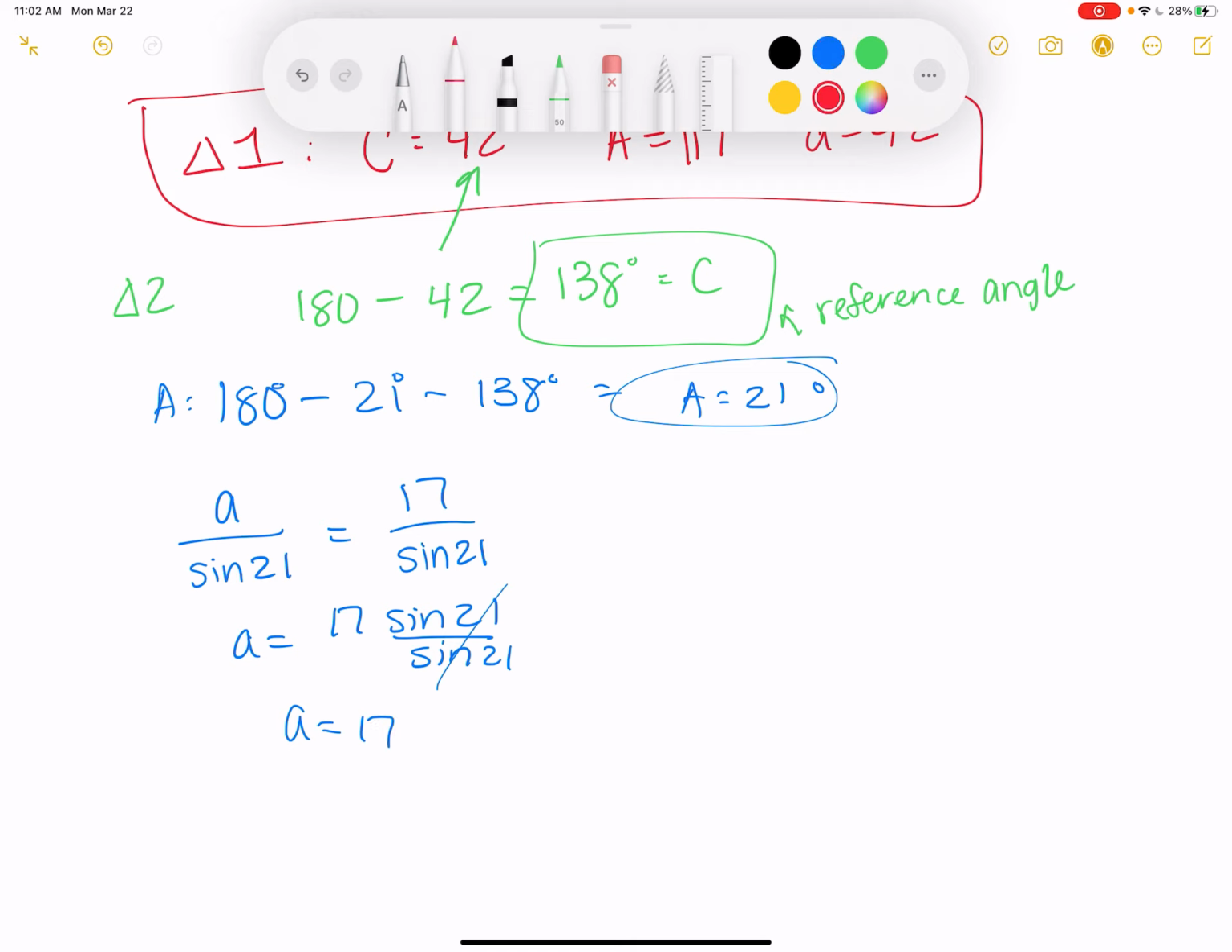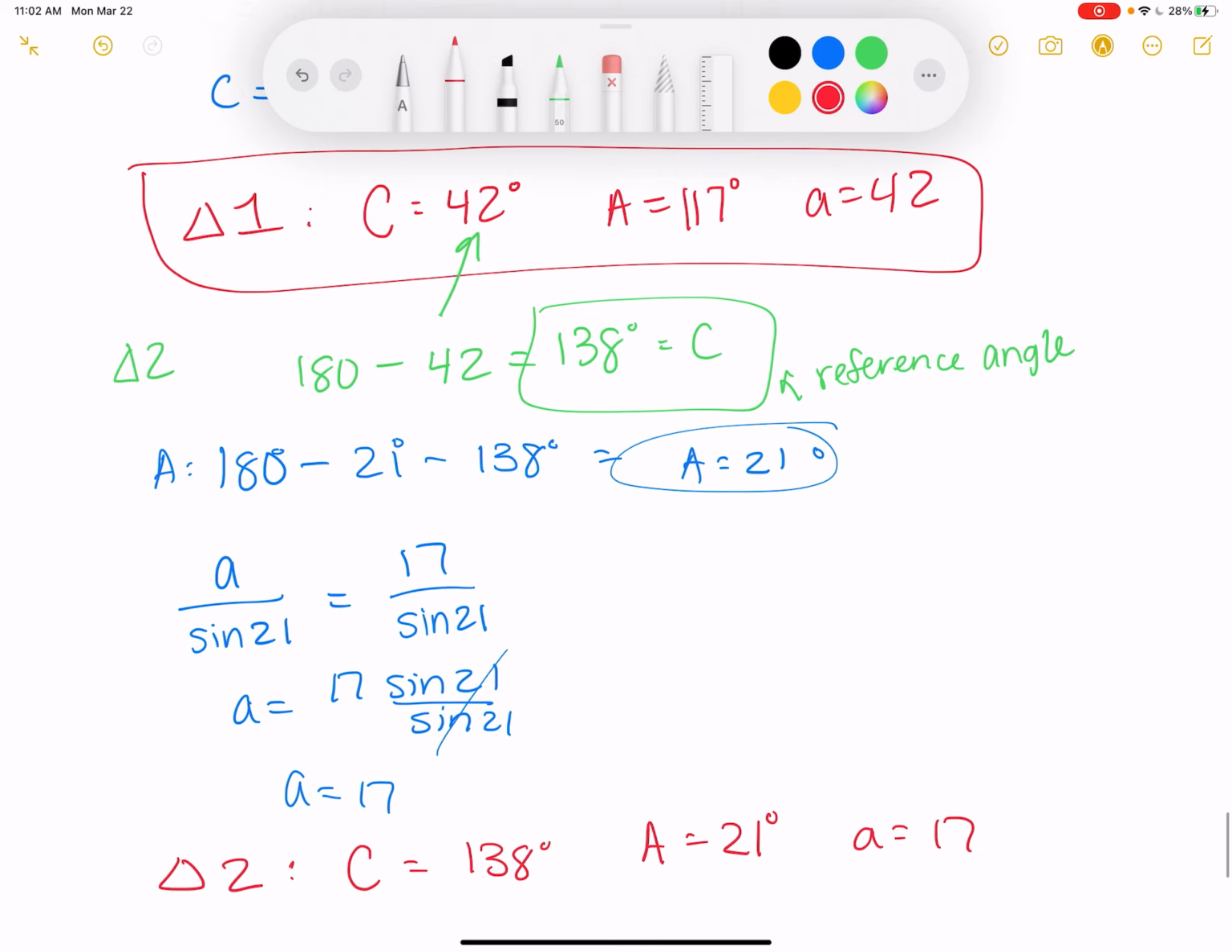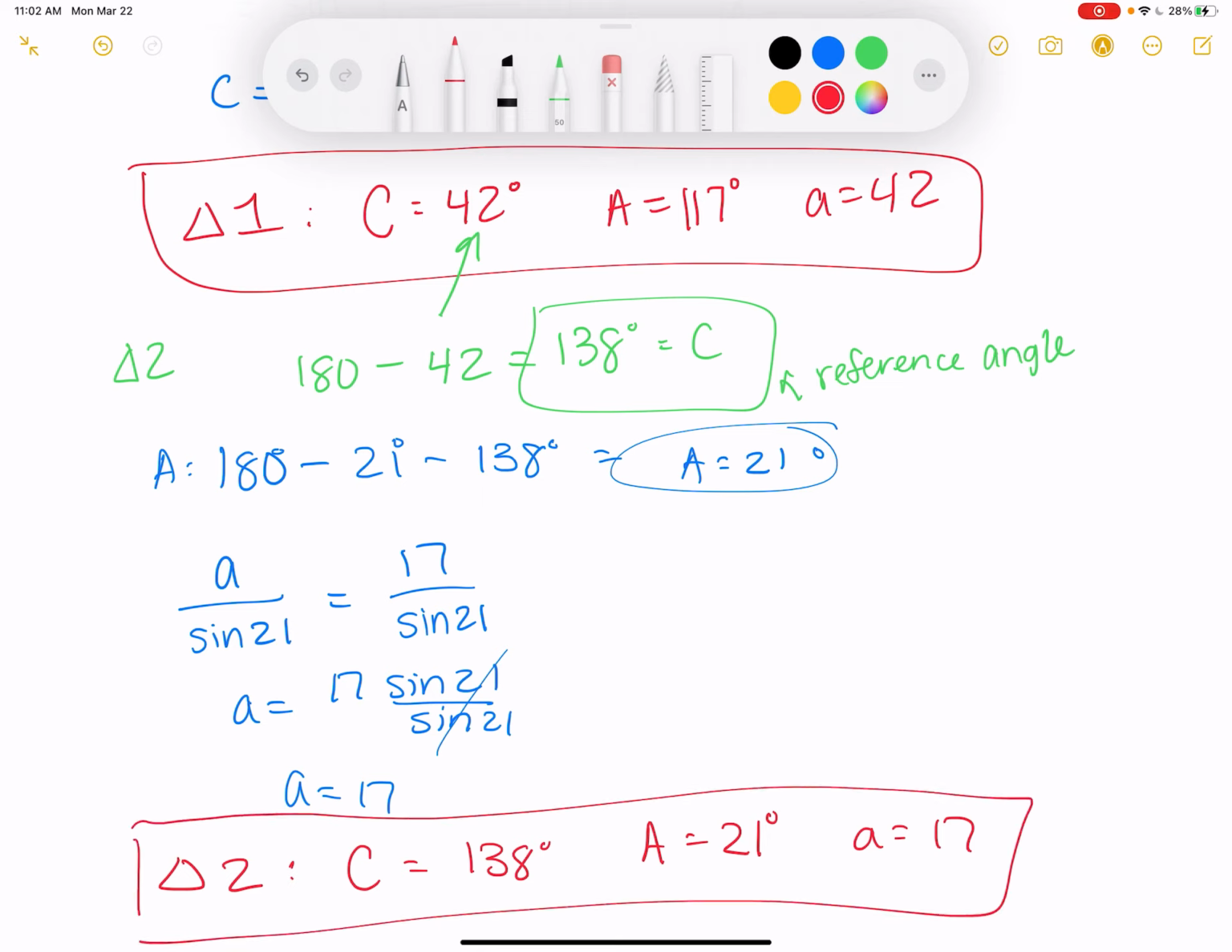So for triangle 2 now, the values that I needed to find: angle C is 138 degrees, angle A is 21 degrees, and little a is 17. So notice I'm finding the same pieces for both triangles, but their values come out to be different. Okay?